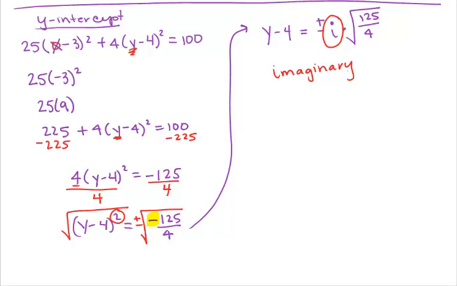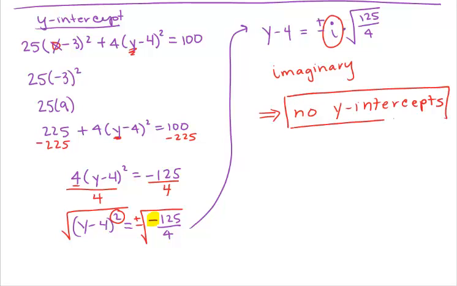If you ever come up with an imaginary number when you're trying to find intercepts or points on a graph, that just means that those points do not exist. So I do not need to simplify this any farther because these are pretend or imaginary or made-up points. So that tells me at this point there are no y-intercepts. And you do not need to solve that any farther.